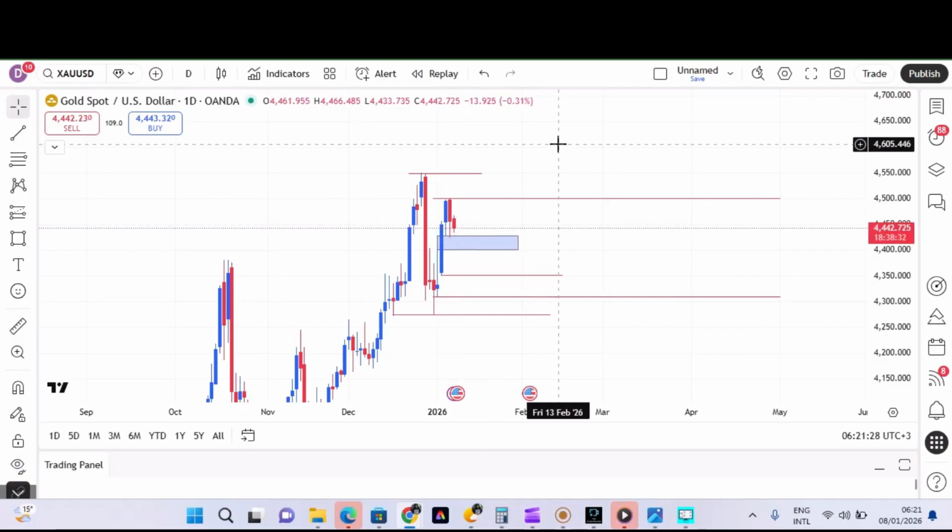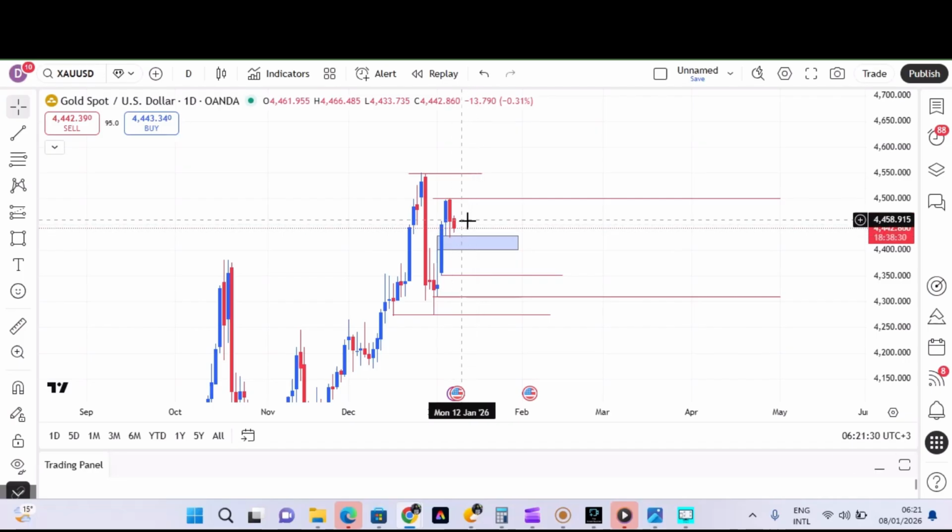And then now we have a new daily candle. But this daily candle is bearish. So the play around here is we might have a slight retracement, then again drop back.